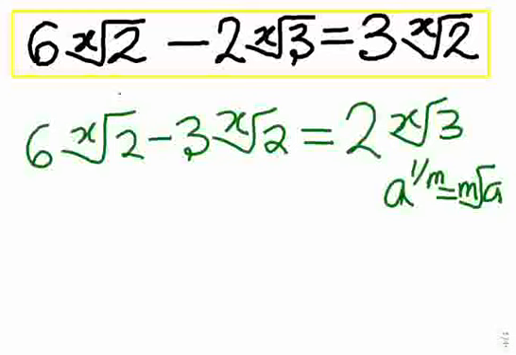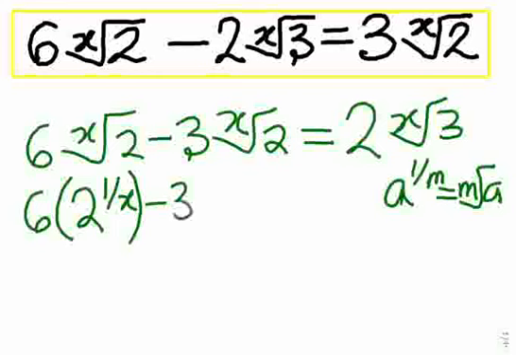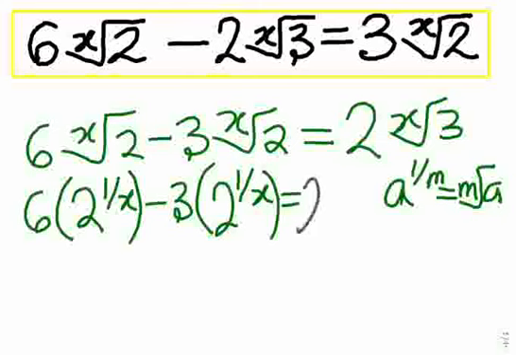So similarly, applying that to this, we're going to have 6 multiplied by 2 raised to the power 1 over x minus 3 multiplied by 2 raised to the power 1 over x. This will be equal to 2 multiplied by 3 raised to the power 1 over x there. What do we do next?